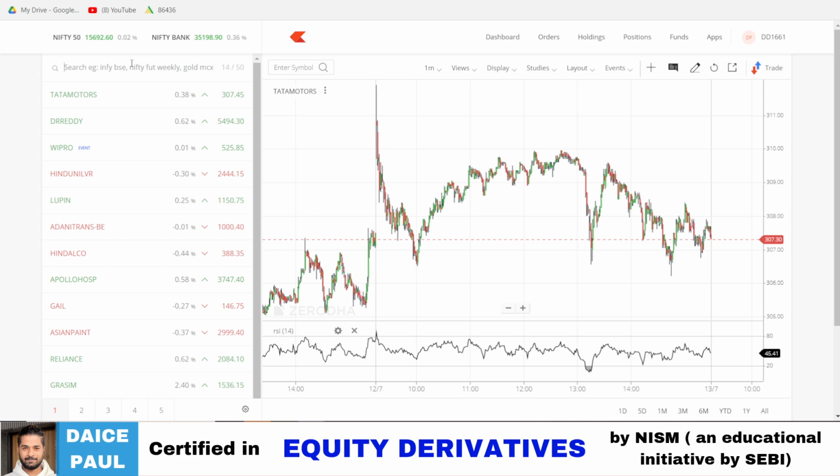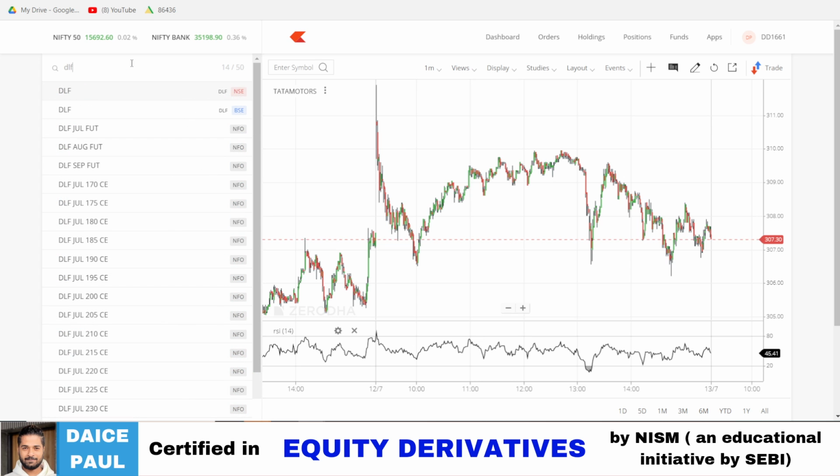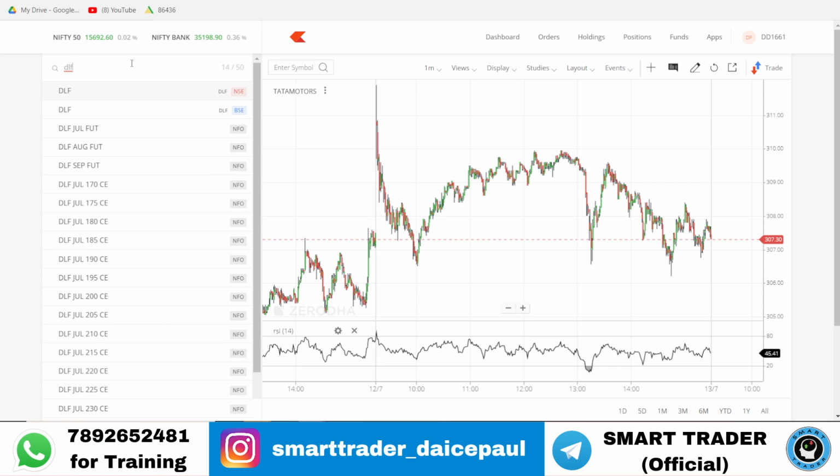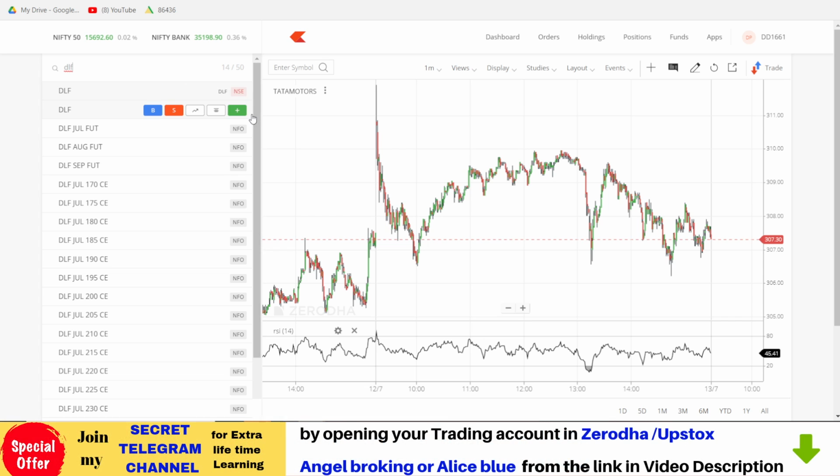First thing, if you want to search a stock, let's say DLF stock, which we were talking about yesterday. So this is the DLF stock. Now if you have to select the DLF stock, you have something over here, add. Remember you have two things. One is NSE, second is BSE. This is National Stock Exchange and this is Bombay Stock Exchange. Most of us trade in NSE. So based on your requirement, you can click here. So let's say you clicked on NSE.